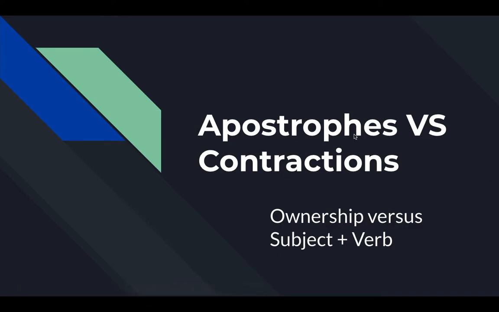Now, apostrophes are the punctuation tool that we use to show ownership, whereas contractions are when we take a subject and a verb and blend them into one unit. The reason that I put these two together is because sometimes there is some confusion between these two forms. So we're just going to quickly go through, talk about what they are, and cover some basic examples.